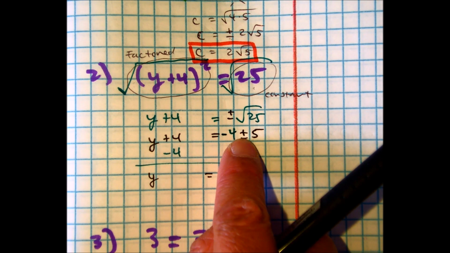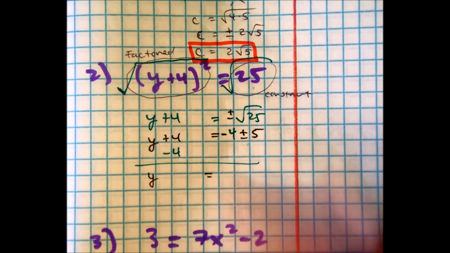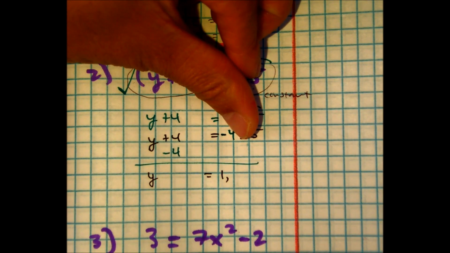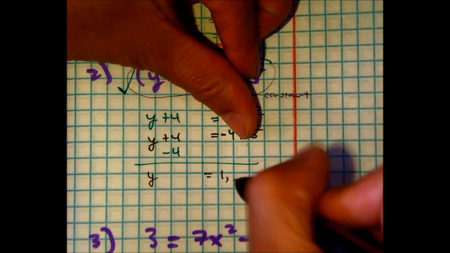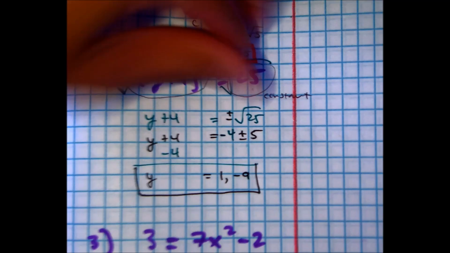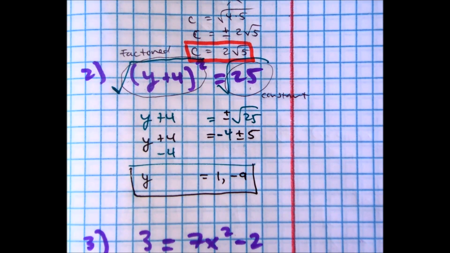Class, what's negative 4 plus 5? And what is negative 4 minus 5? Negative 9. My two solutions are y equals positive 1 and negative 9.